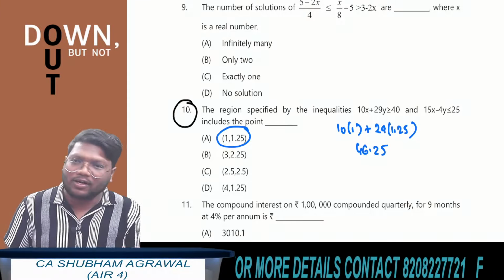15 multiplied by 1 is what? 15, and 4 multiplied by 1.25 is what? 5. 15 minus 5 is what? 10, and 10 is less than 25. Option A is the correct answer.